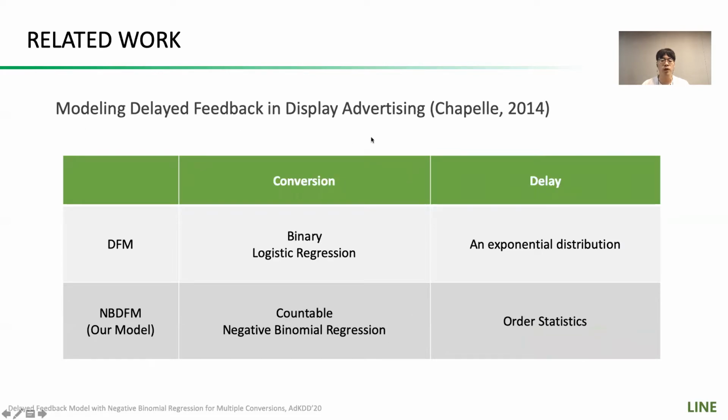The delay feedback model introduced the first way of optimizing models for conversion and delay together. This model predicts the probability of conversion using logistic regression and fits the distribution of delay using an exponential distribution. However, in our model, we're using negative binomial regression for countable conversions and order statistics for multiple delays.